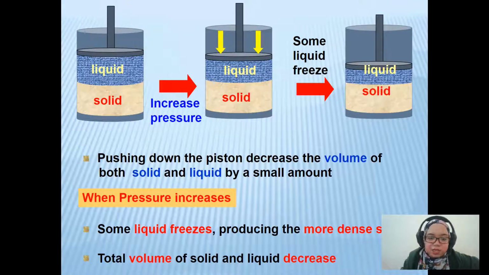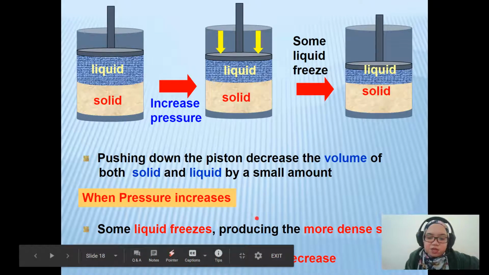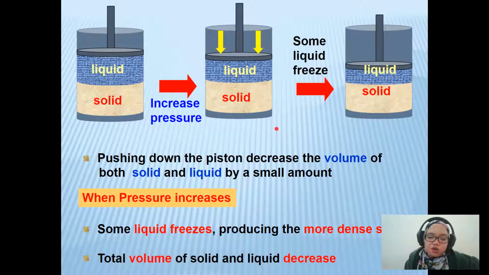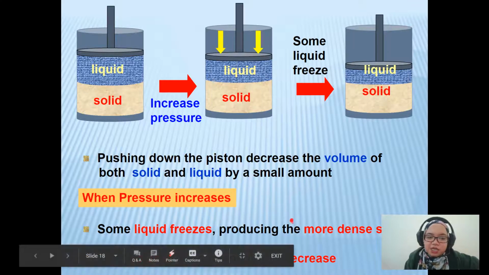So kalau awak tengok kat sini, pushing down the piston decreases the volume of both solid and liquid by a small amount. Bila awak push, liquid lagi kecil daripada solid. So some liquid freezes. So sekarang ni nampak, dia lagi favor formation of solid. So when pressure increases, some liquid freezes, producing the denser solid. So total volume of solid and liquid decreases.